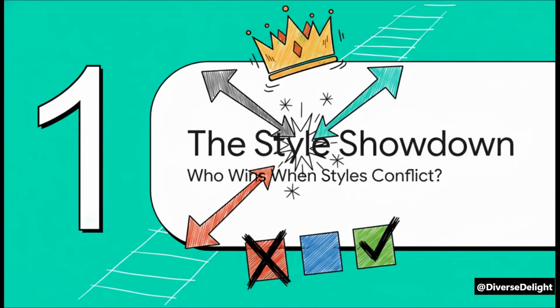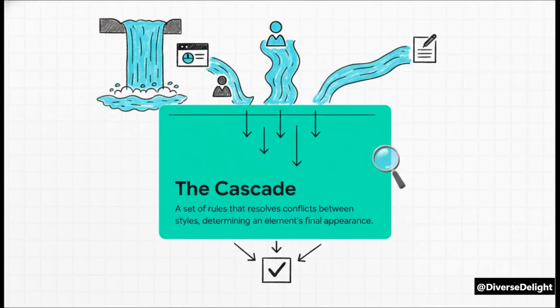First up, we need to understand the hierarchy. See, when you have multiple styles all trying to change the same element, the browser needs a tiebreaker. It's a style showdown. And the core concept that decides the winner is called the cascade. You know, it's actually the perfect name for it. Think of it like a waterfall. Styles cascade down from different places: the browser, the user, and of course, you, the author. The browser just needs a clear rulebook to figure out which style actually gets applied in the end.